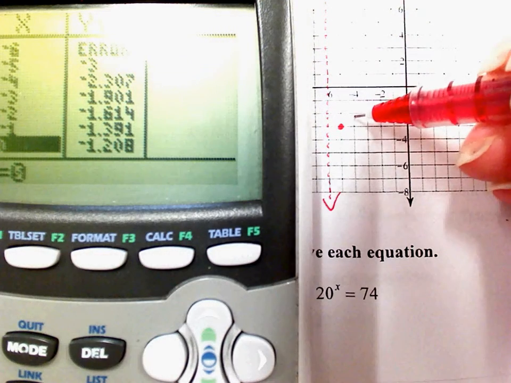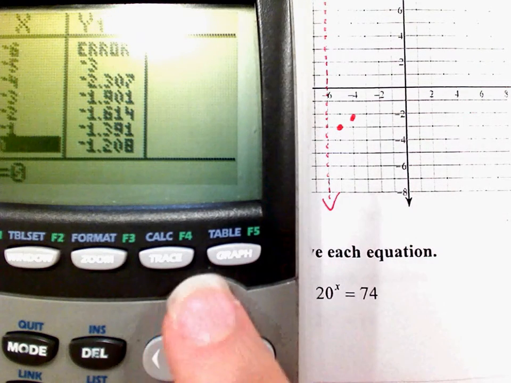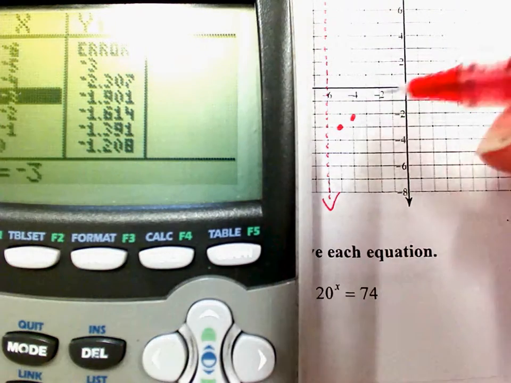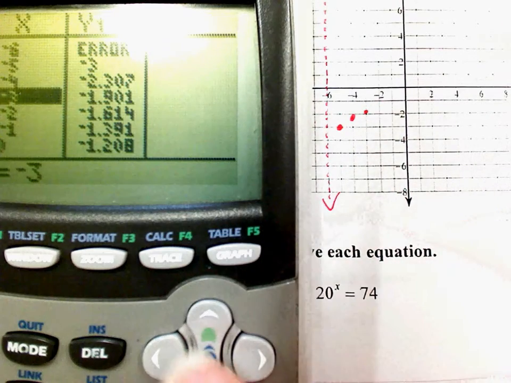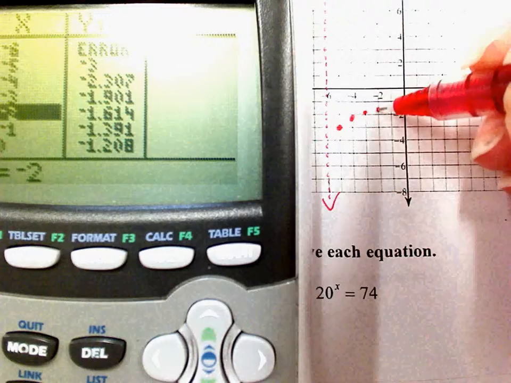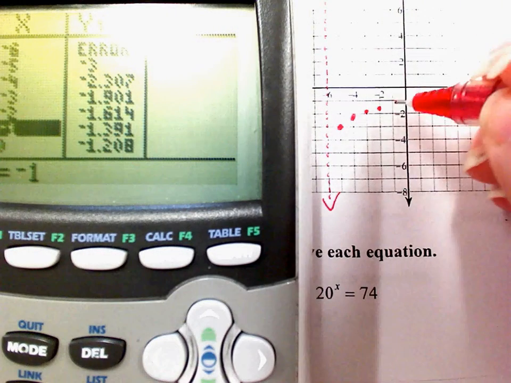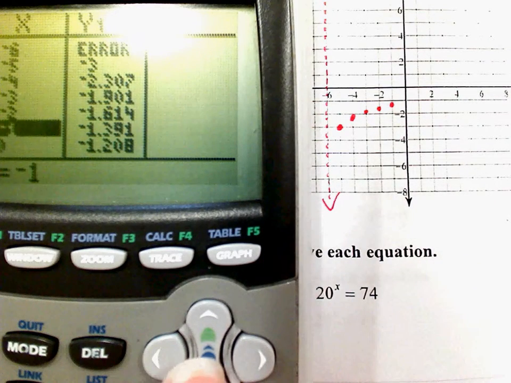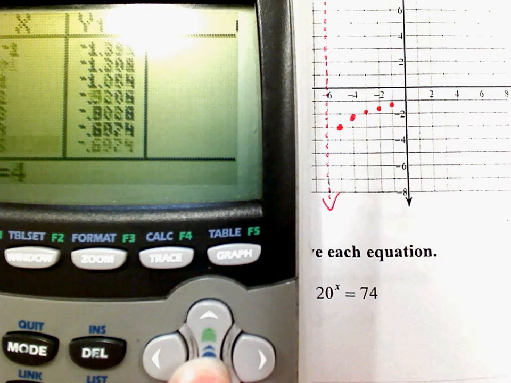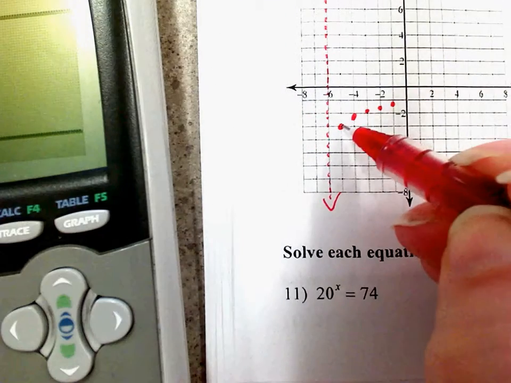Negative 4, negative 2.3. So at negative 4, negative 2.3, which is somewhere around here. And then negative 3, negative 1.9. Negative 2, negative 1.6. Negative 1, negative 1.39. So it looks like it's just slowly increasing, right? If I wanted to, I could... Nah, that's good enough, right?